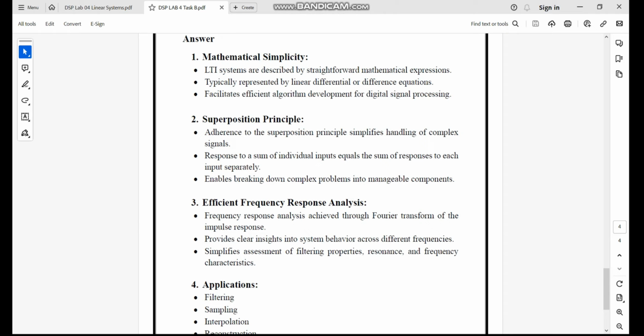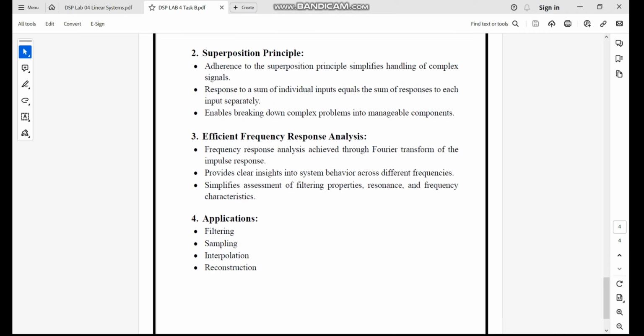Efficient frequency response analysis. LTI systems efficiently analyze frequency responses through the Fourier transform of their impulse response. This streamlined process provides a clear understanding of the system's behavior across different frequencies. Engineers can easily assess filtering properties, resonance, and overall frequency characteristics, simplifying the design and optimization of filters in various signal processing applications. There are various applications in the field of digital signal processing which involve filtering, sampling, interpolation, and reconstruction.